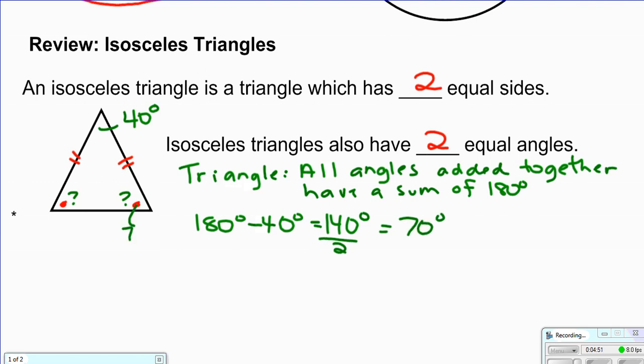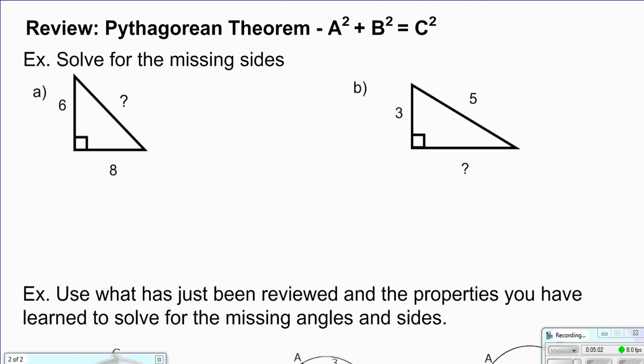So that tells me that each angle has to be 70 degrees. Okay, so that's an important property we are going to want to keep in mind. And again, some Pythagorean review. I will go through these two quite quickly.